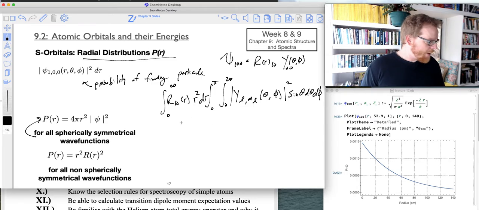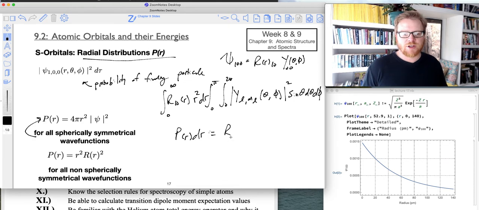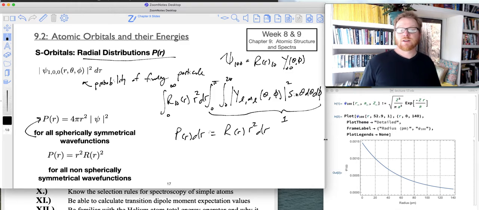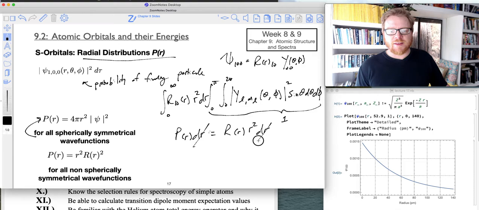So what ends up happening here, we're going to define this function P(r) dr as, and I'm going to drop the integral here, just R(r) squared r squared dr. And then all of this stuff is already normalized to 1. Okay? So the dr and the dr cancel, and we get that P(r) equals R times r squared.